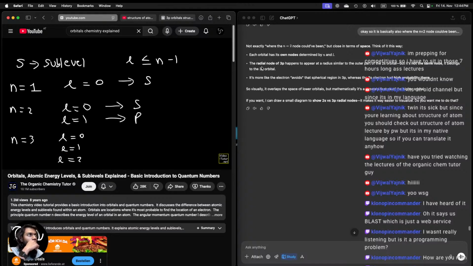Okay, so wait. The radial node of 3p happens to appear at a radius similar to the outer part of the 2s orbital, but it's not the same node.